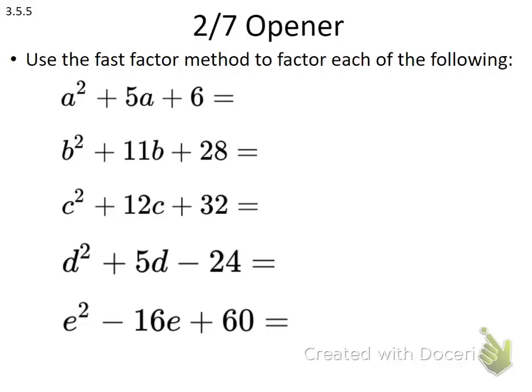Okay, so the front side of your opener today says use the fast factor method to factor each of the following. Now, when can you only use the fast factor method? When there's just a letter in the front, meaning the coefficient is 1. Okay, so when I fast factor, the first thing that I need to do is what?